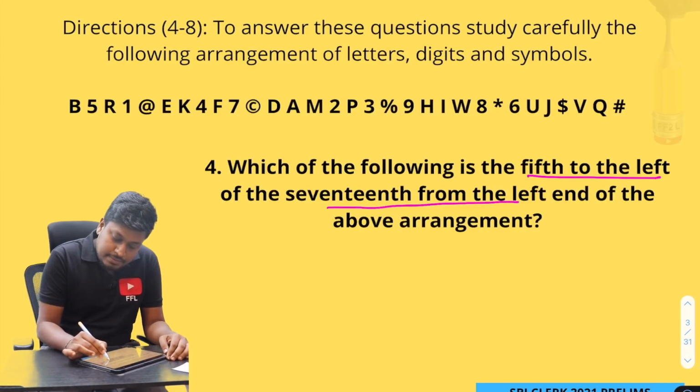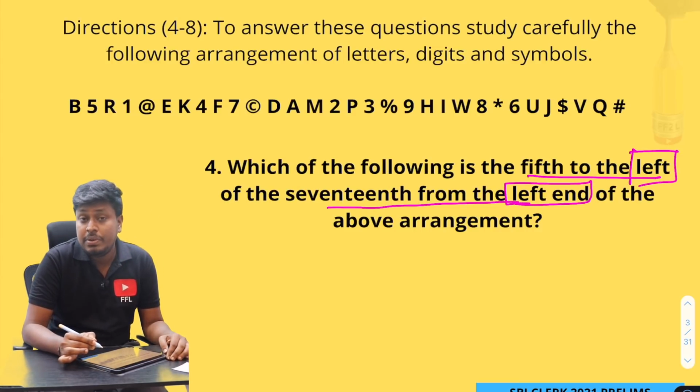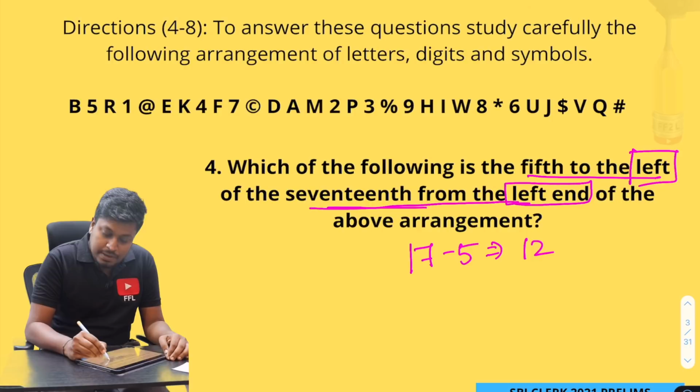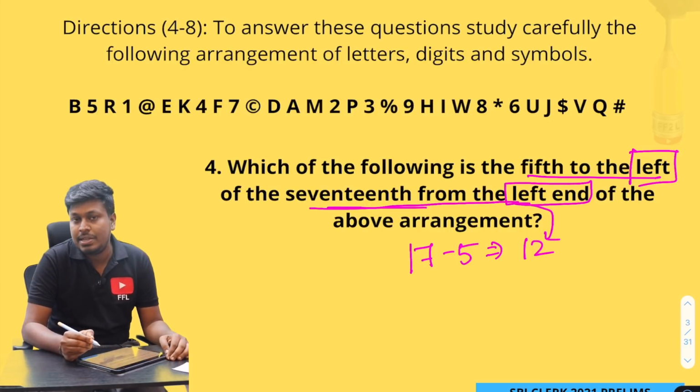So question number 1. Which of the following is 5th to the left of the 17th from the left hand? So in the previous video itself I have told you, left hand, so what you need to do is subtract, right? If you subtract 5th from 17th, this becomes 12th. So from the left hand we need to check what is in the 12th position, right?